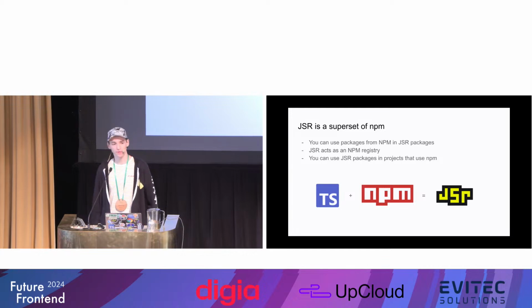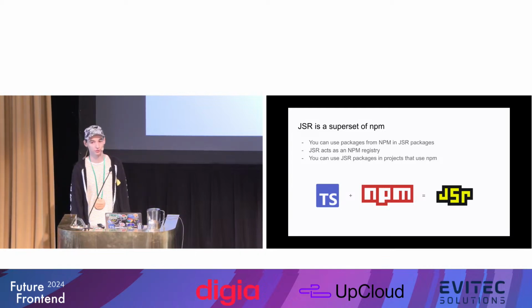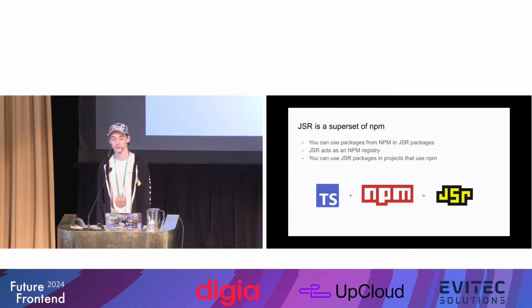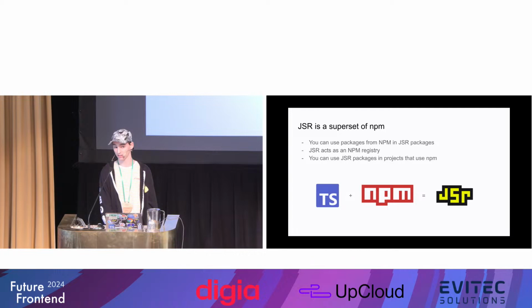But just creating a new registry isn't really good enough, because most people already use NPM. And if you just create a new registry, and everybody's already using NPM, and it requires them to republish all of their packages onto that new registry before they could use it, nobody's going to use it. So we don't require you to do that. JSR can just import packages from NPM. You can also use JSR packages from any project that already has NPM set up.